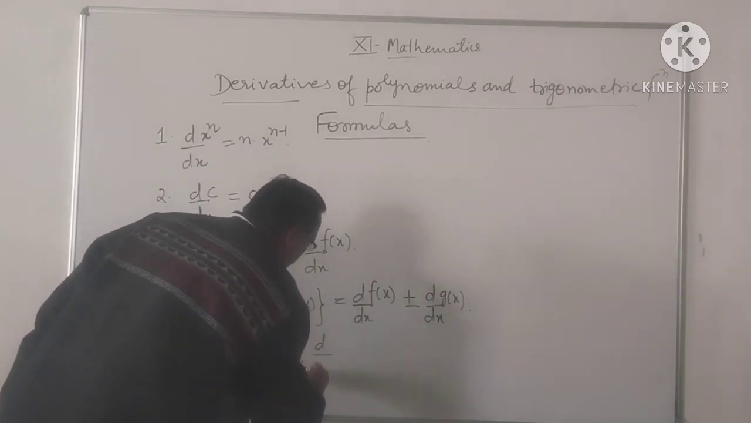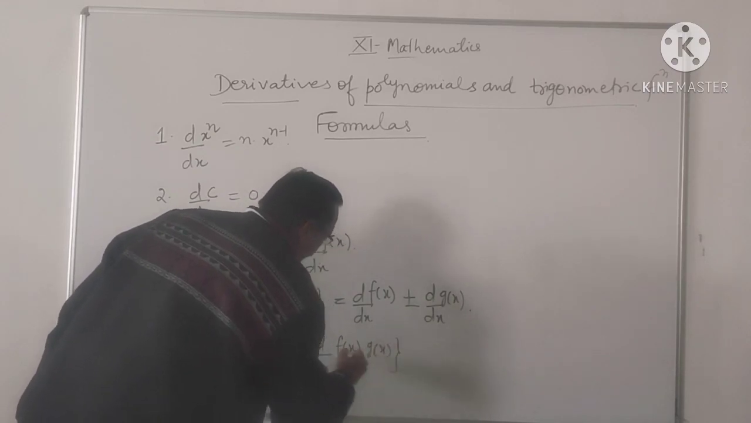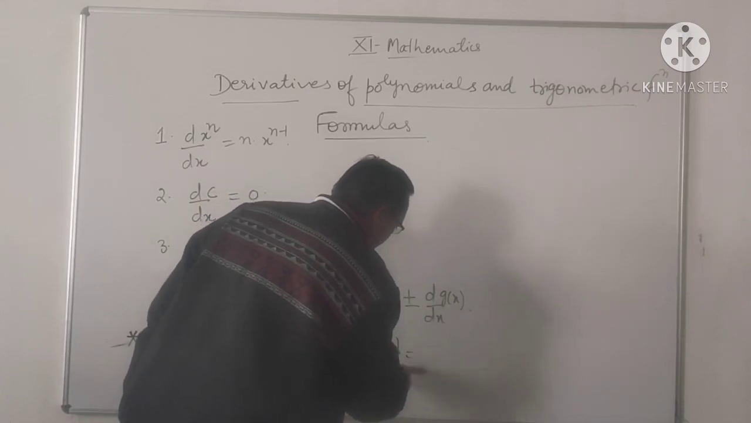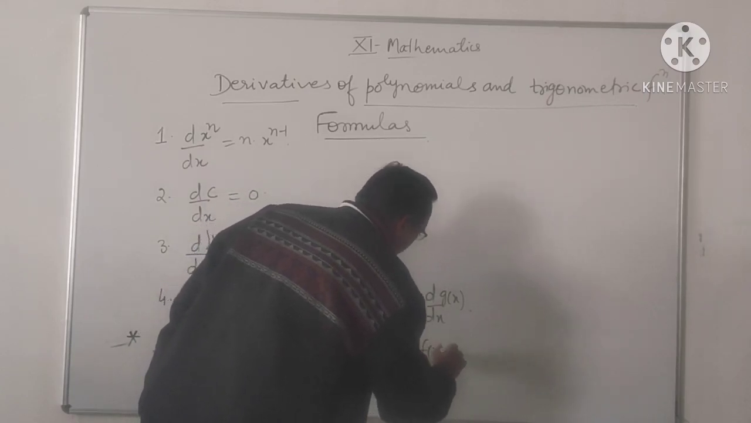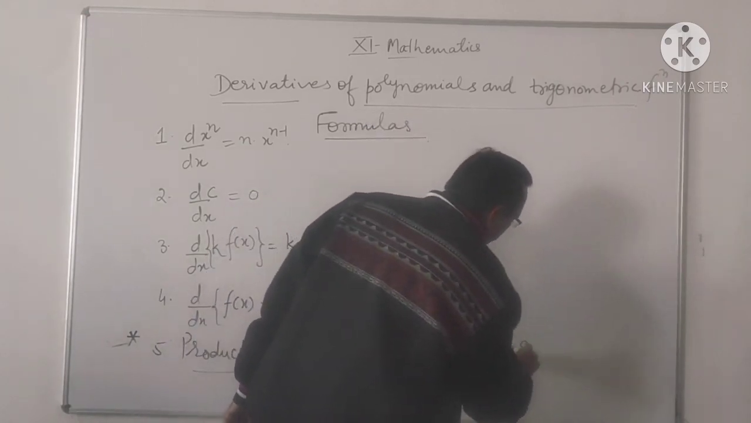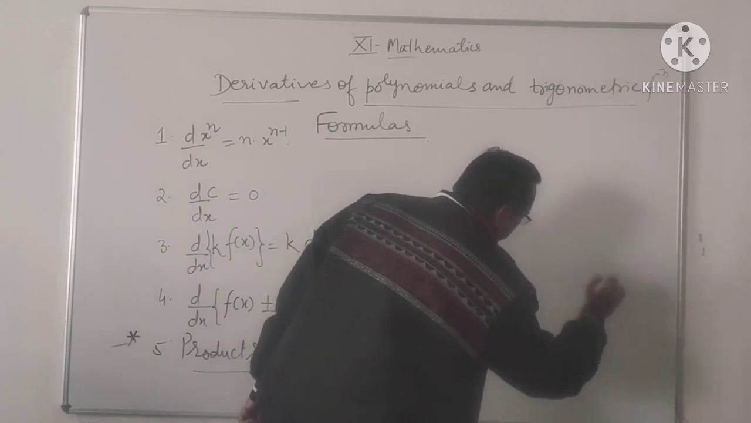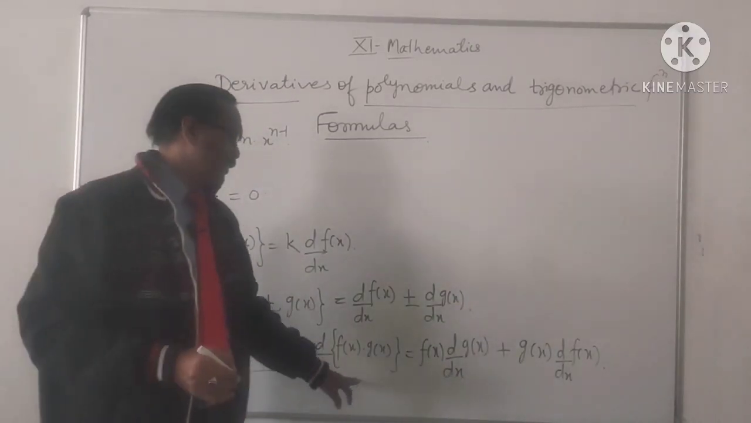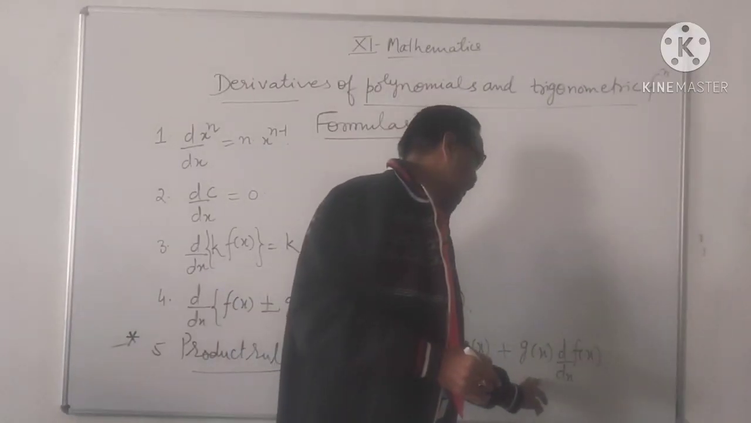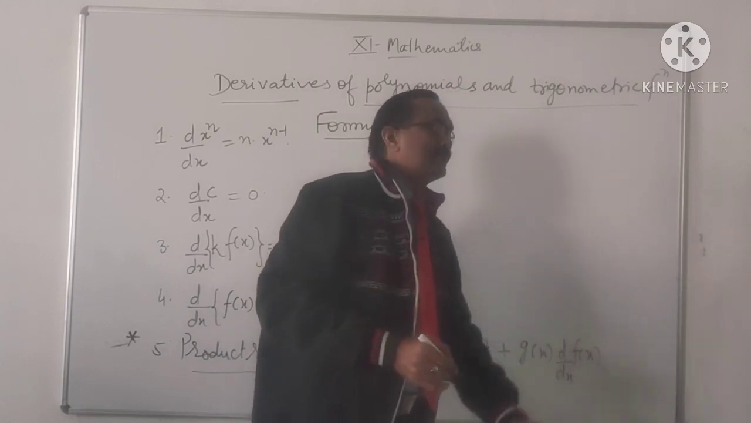Here d over dx of fx into gx. It is fx as it is, then d over dx of gx, plus gx as it is, d over dx of fx. Means you have to differentiate one function, then the other function as it is, plus the rest of the function that is not differentiated, then the second function as it is.